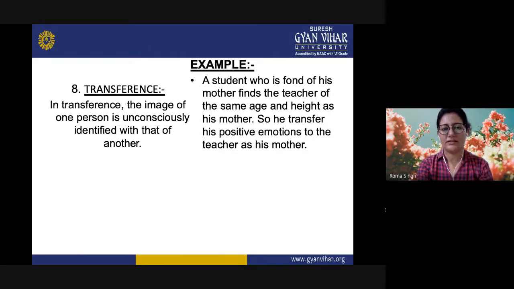Now, the next defense mechanism is transference. In transference, the image of one person is unconsciously identified with that of another, transferring the images unconsciously. For example, we can see a student who is fond of his mother finds the teacher of the same age and height as his mother. So he's trying to look at his or her teacher as his mother, in place of his mother. So he transfers his positive emotions to the teacher as his mother.